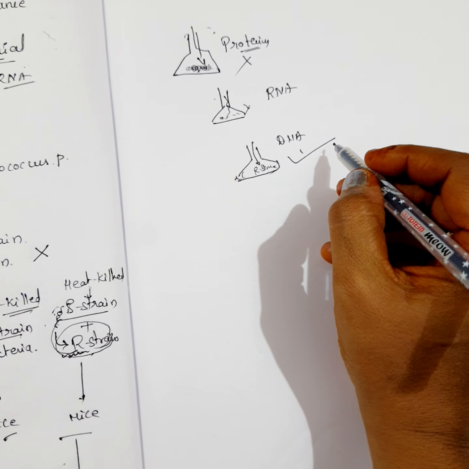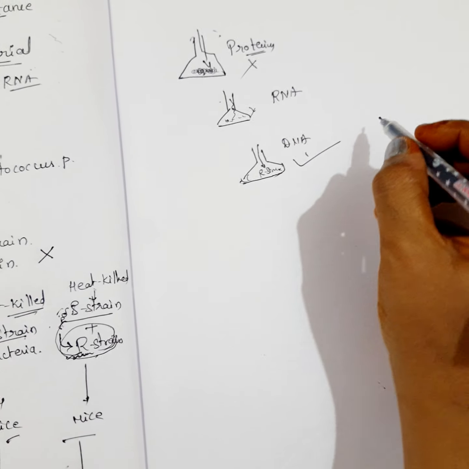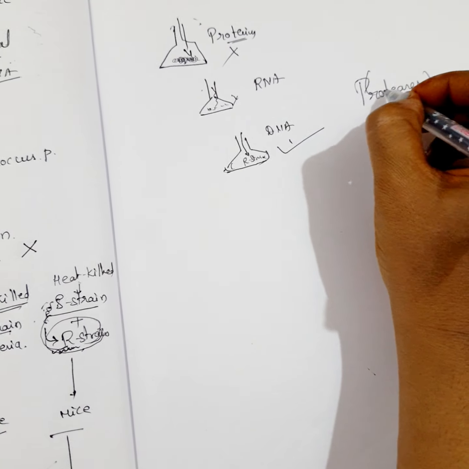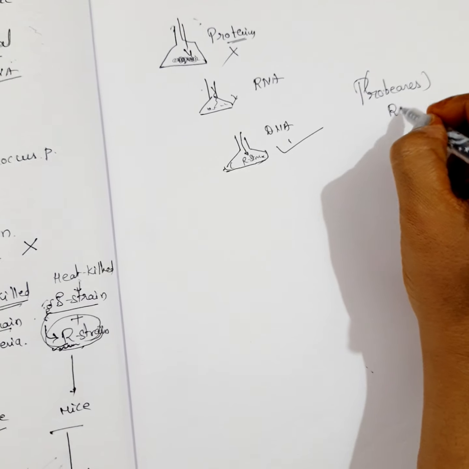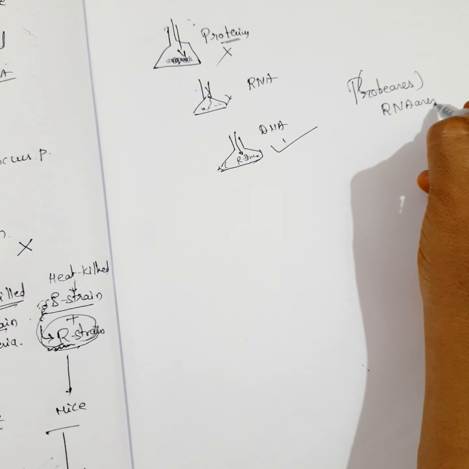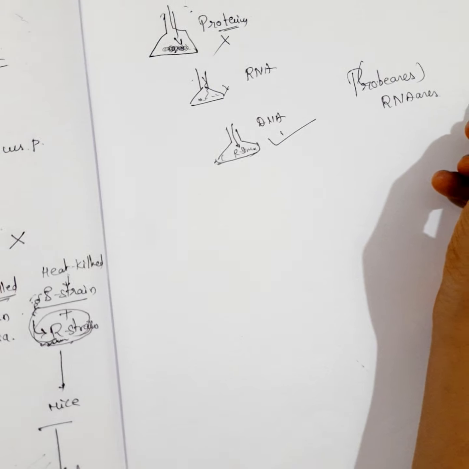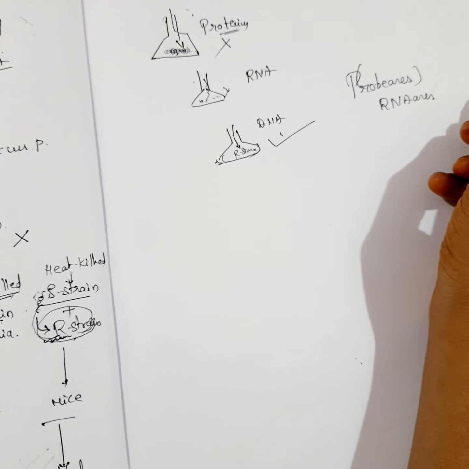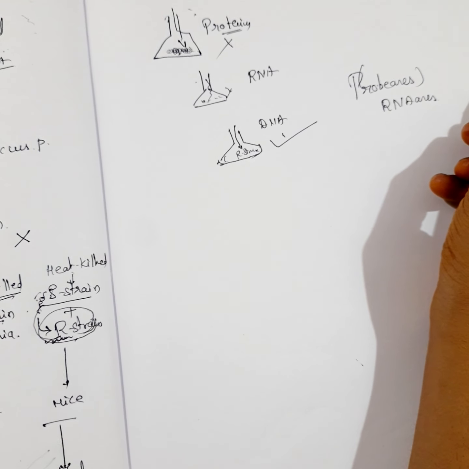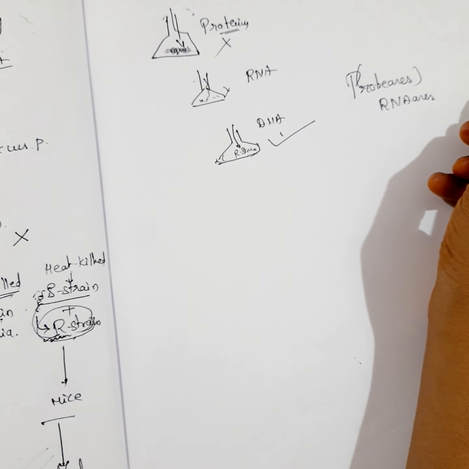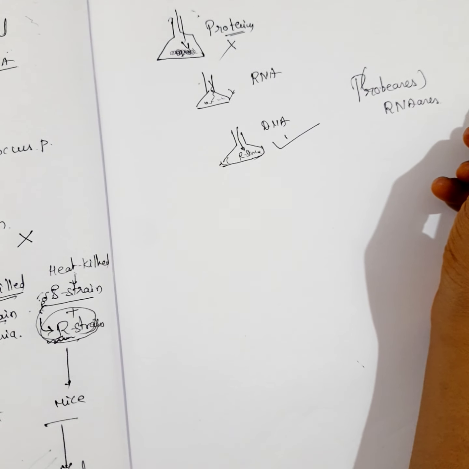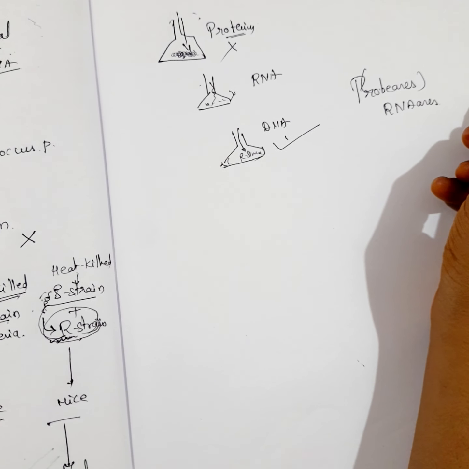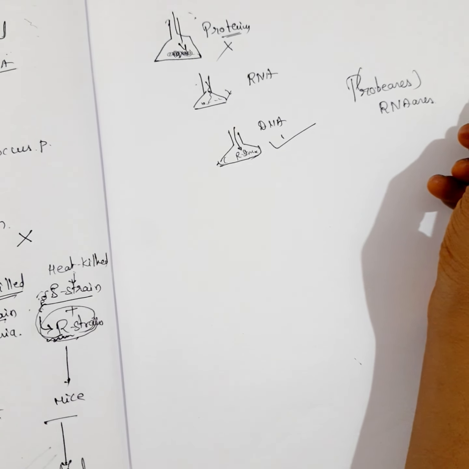They also discovered that protein digesting enzymes like proteases, and RNA digesting enzymes like RNases, did not affect the transformation. So the transforming substance was not a protein or RNA. Digestion with DNase did inhibit transformation, suggesting that DNA caused the transformation. So they finally concluded that DNA is the hereditary material, but not all the biologists were convinced.